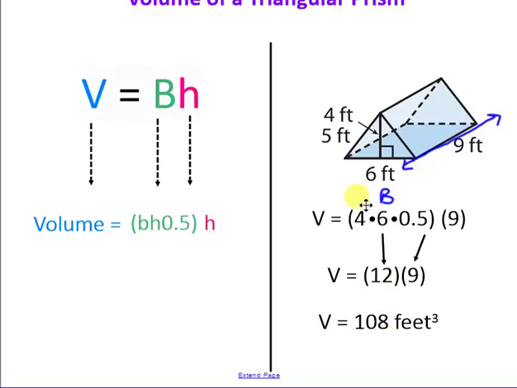Now again, this is cubed because the 4 is feet, the 6 is feet. The 0.5 is just simply part of the formula, so that's not feet, but the 9 is also feet. So you have feet times feet times feet, which is feet to the third power.